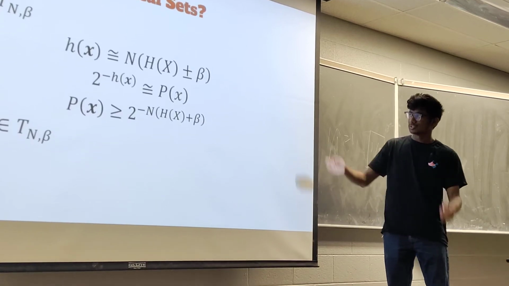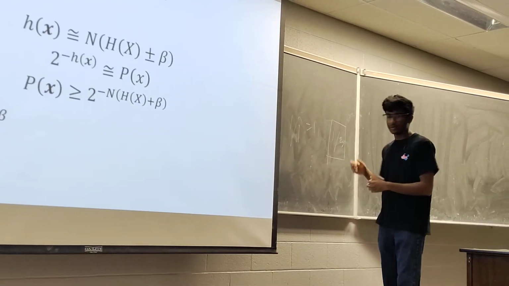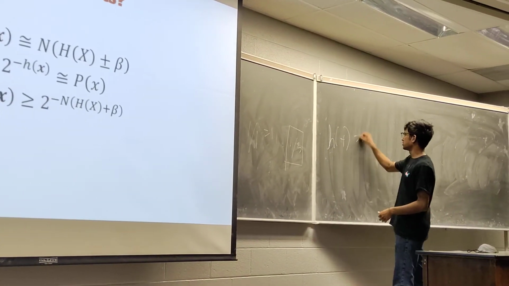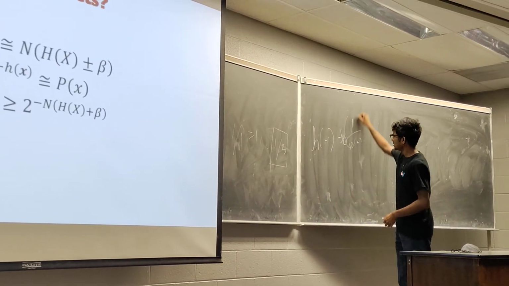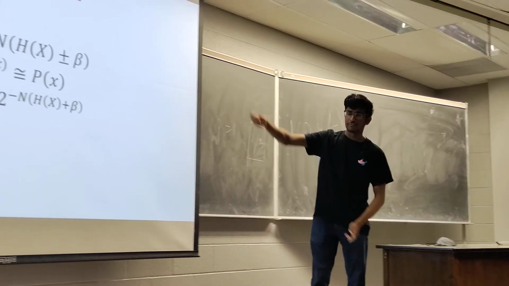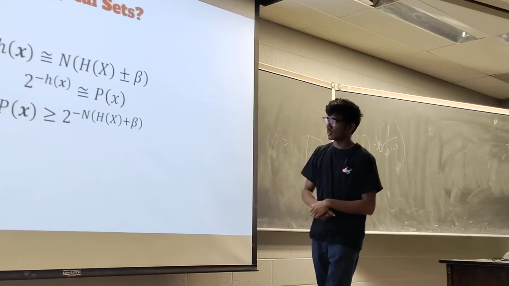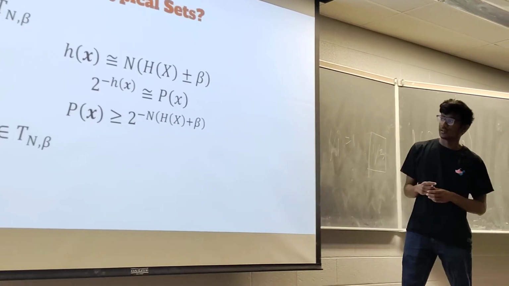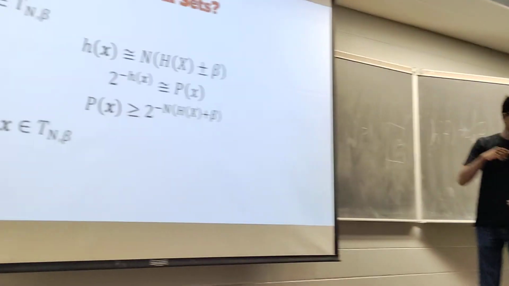And so similarly, the information content of x is equal to the logarithm of 1 over the probability of x. And so I can invert that to get that 2 to the negative information content is equal to the probability. And so therefore, if I take one of the endpoints of that interval, I can lower bound the probability of getting my string.